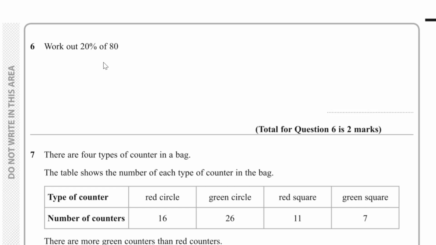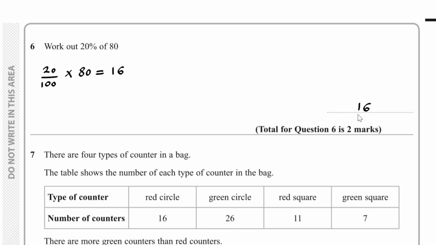Question number 6, we have to work out 20% of 80. Well, 20% as a fraction, that's 20 over 100, so we have 20 over 100 of 80. So we have 20 over 100 multiplied by 80, it turns out we get 16.